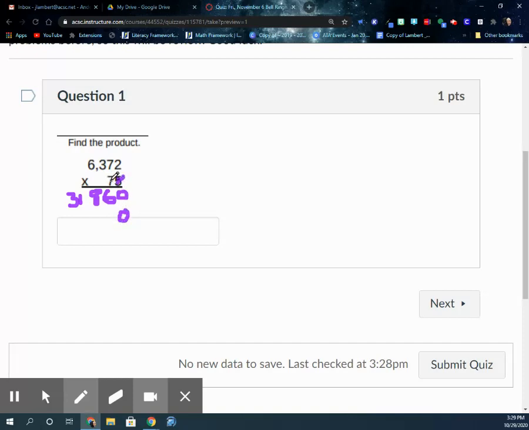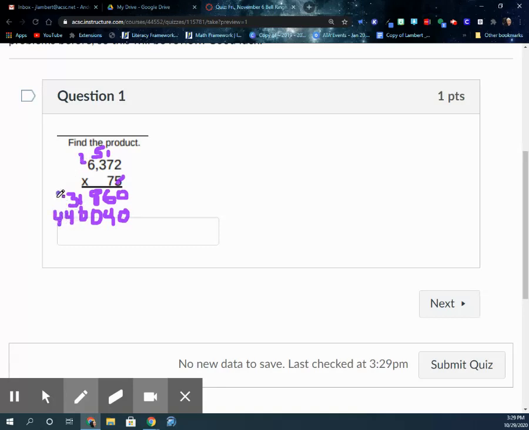Now I can just multiply straight throughout. So 7 times 2 is 14. Carry the 1 up. 7 times 7 is 49, plus 1 is 50. So a 0 there, and we'll carry our 5. 7 times 3 is 21, plus 5 makes 26. Carry our 2 over into the next one, and 7 times 6 is 42, plus 2 more gives us 44.